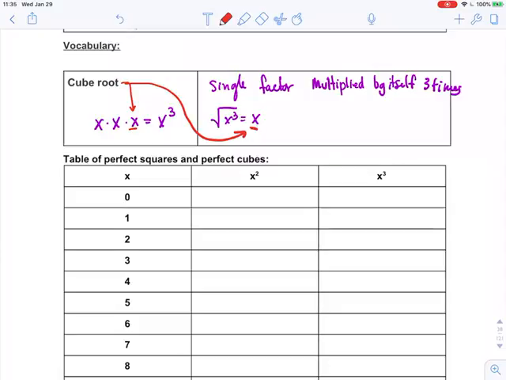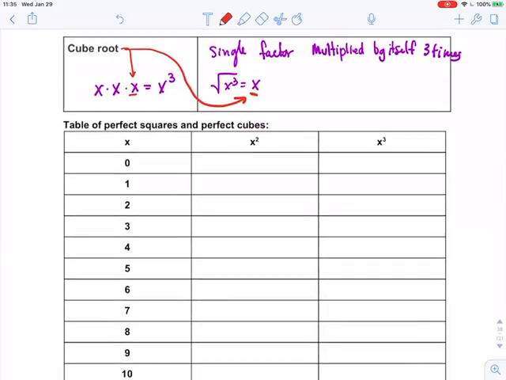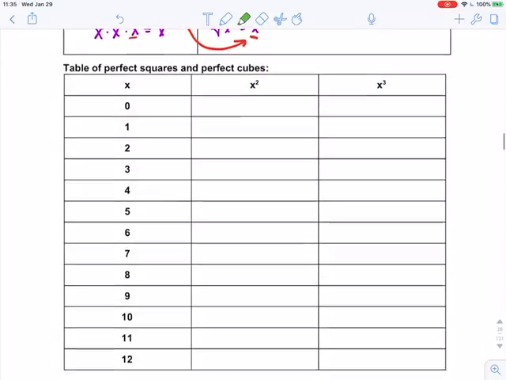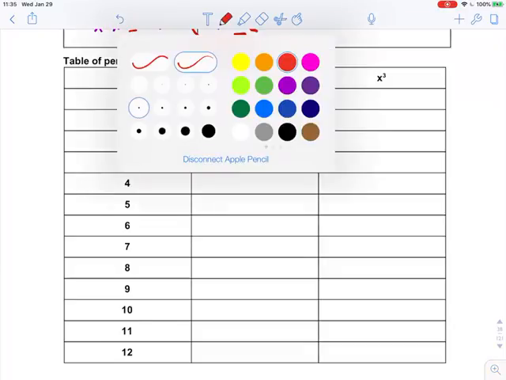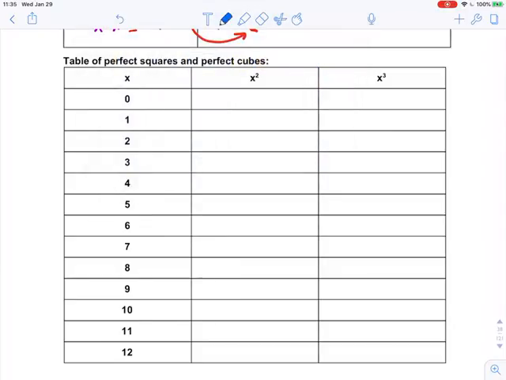All right, so on this table, they have squares here, and then they have cubes. So I'm going to write some of them out. And these you should probably memorize by now. At least the squares you should memorize. Okay, and I'm going to zoom through this a little quickly, so it should be fairly easy. 0 times 0 equals 0. 1 times 1 equals 1. 2 times 2 equals 4, etc.